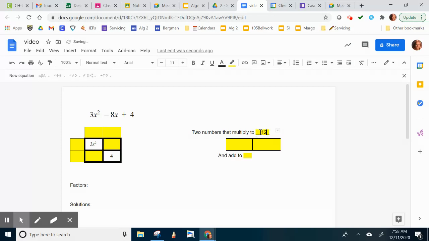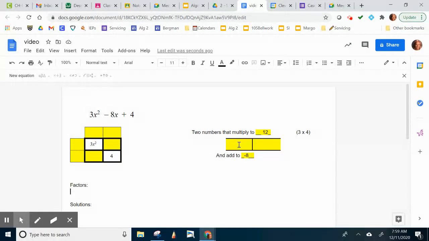And I'm just going to write off to the side that was 3 times 4. That's where that came from. So we want to find two numbers that multiply to be 12, and then this add to is always our middle term. So in our case, it's -8. Notice that the sign in front of the number goes with the number. So we need to find two numbers that multiply to 12 and add to be -8. Those two numbers we select are going to be going in these diagonals.